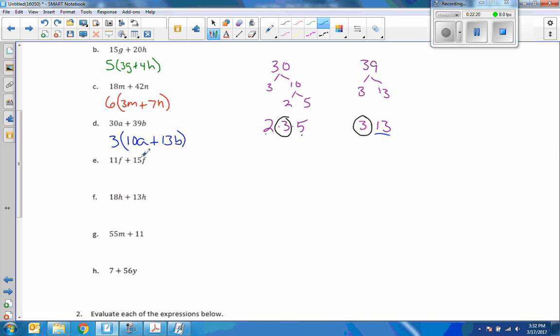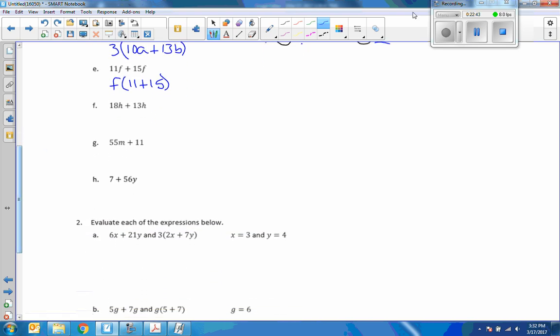11 is prime, 15 is 3 times 5, but if you have a prime, you can't factor it. 11 won't go into 15, so my common factor here is the variable. They both have an f, so it's just simply f times the quantity 11 plus 15. F times 11 is 11f, plus f times 15 is 15f. When you are done, you should always multiply through and see if it's still true or you made a mistake.